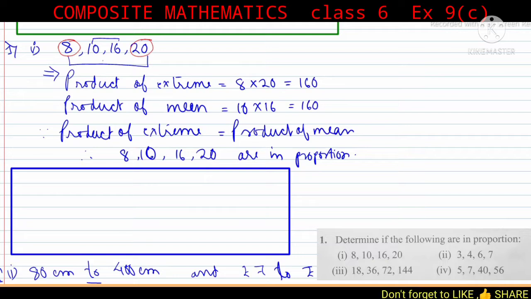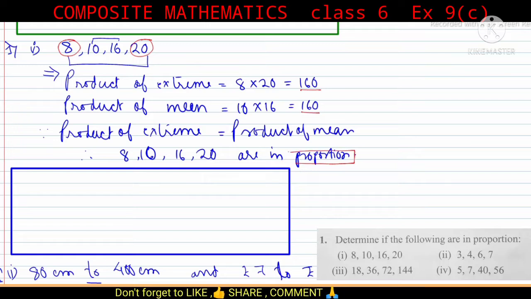Next, the product of means. The means are the two numbers in between, that is, 10 and 16. Their product is known as the product of means. So 8 into 20 equals 160 and 10 into 16 equals 160. We have seen that the product of extremes is equal to the product of means. So we write: since the product of extremes is equal to the product of means, therefore 8, 10, 16, 20 are in proportion. So this is question number 1.